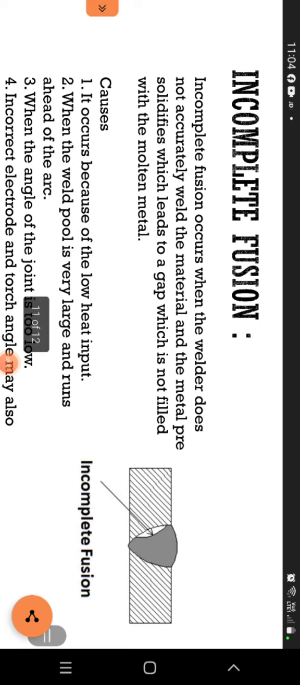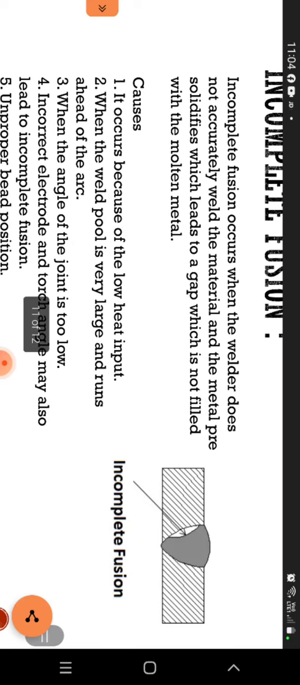Incomplete fusion. Incomplete fusion occurs when the welder does not accurately weld the material and the metal pre-solidifies, which leads to a gap which is not filled with the molten metal. We can see the figure of incomplete fusion. Let's see the figure.